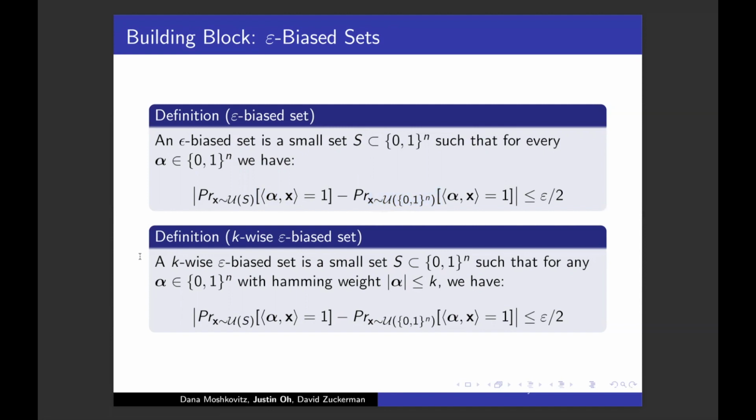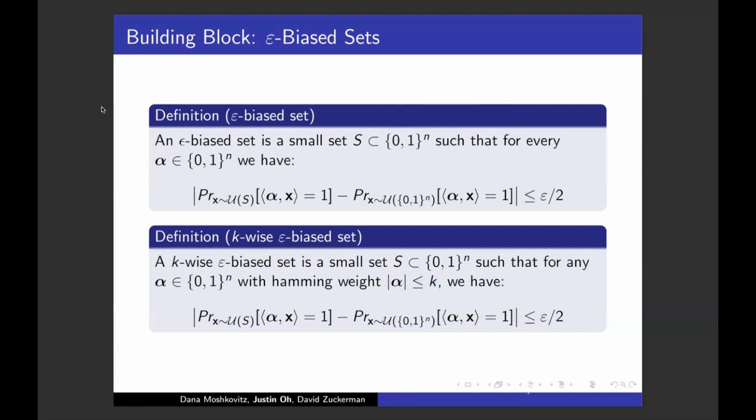And a second building block that we'll use is the k-wise epsilon bias set. This is basically the same as an epsilon bias set, except the alphas that we consider only have to be ones where the Hamming weight, or the number of ones in alpha, is at most k.